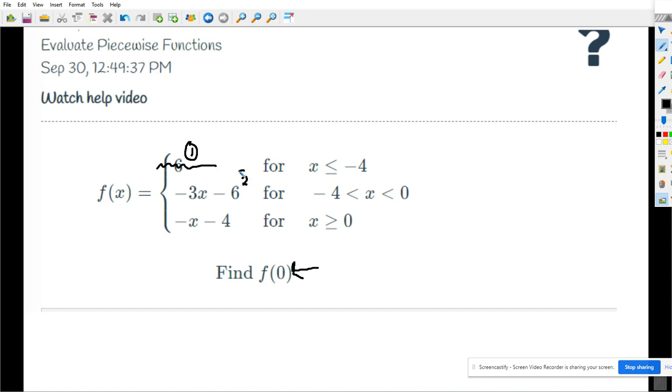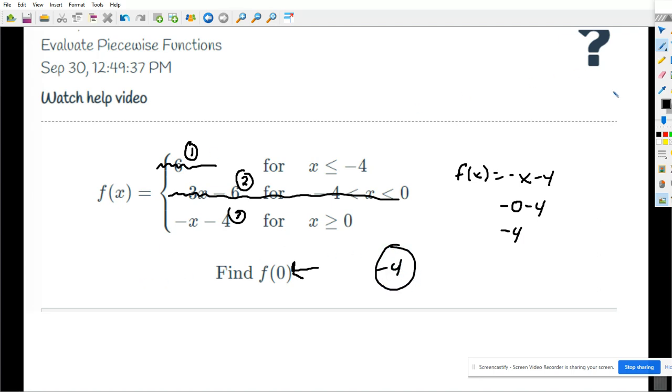In the second piece, I would plug it into -3x minus 6 if x is between -4 and 0. Okay, is 0 included in this? No. It says x has to be less than 0, and 0 is not less than 0, so I wouldn't plug it in here. Now my last piece, piece 3, is f of x equals -x minus 4. Is x greater than or equal to 0? Well, yes, I'm asking you to plug in 0, so I would plug in -0 minus 4. Again, where did this 0 come from? It's what I'm asking you to plug in, which is just -4. So the answer to this equation is -4.